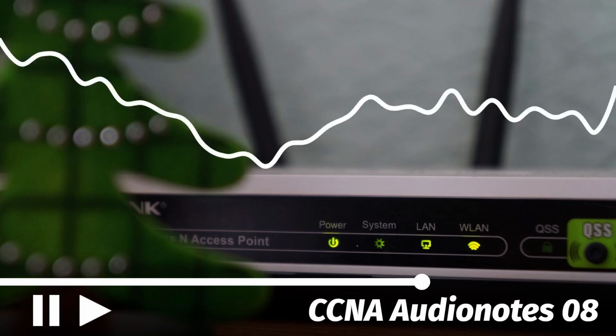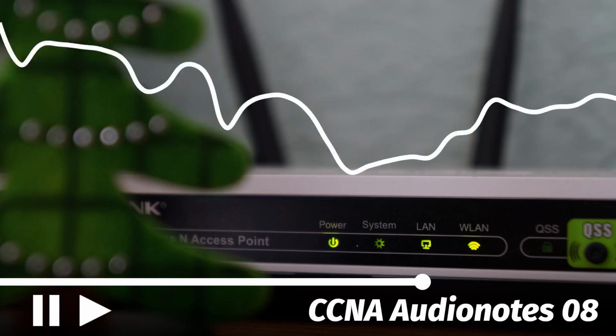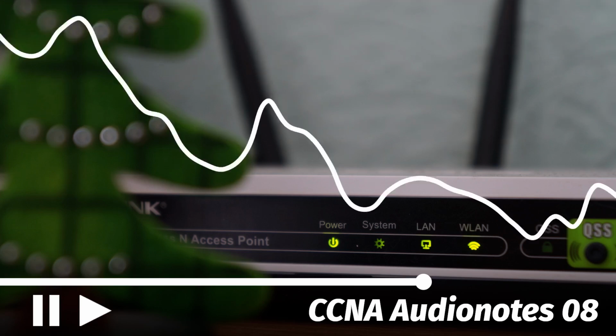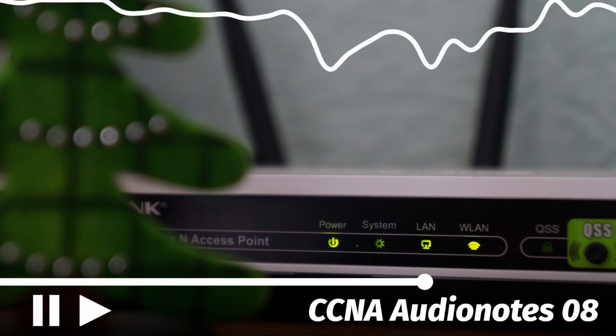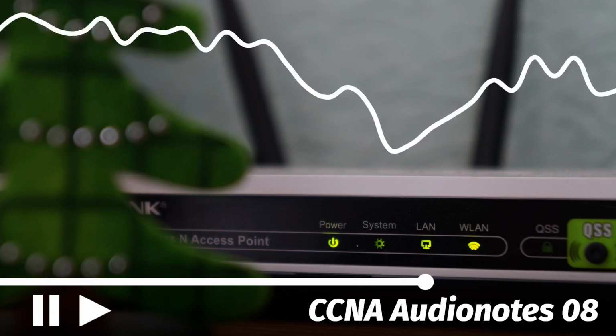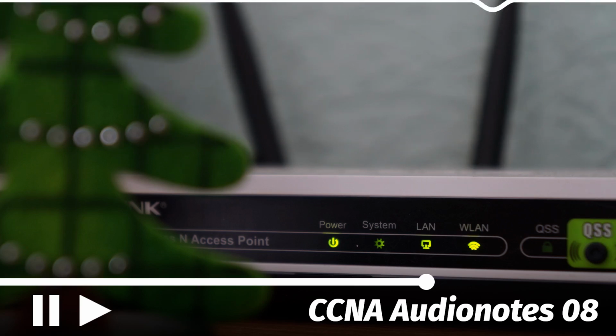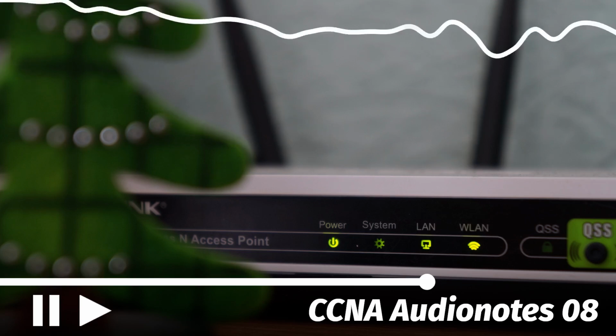We can also enable the logging feature in the ACL by adding a log keyword at the end of the command. After that, it will generate a message every time a packet gets permitted or denied.